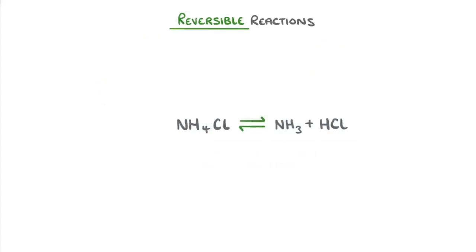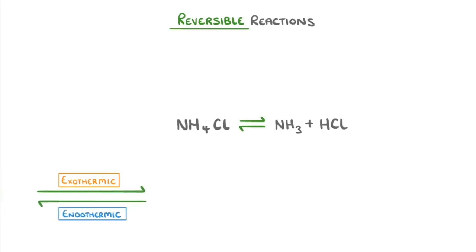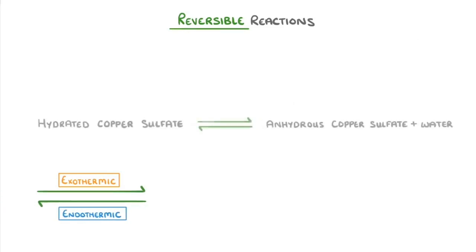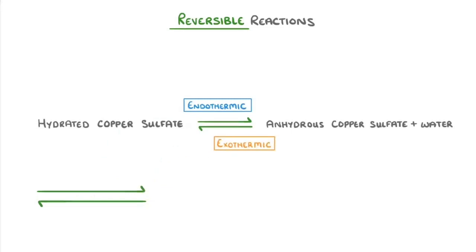The last thing we need to cover is that reversible reactions are always exothermic in one direction and endothermic in the other. For example, in this reaction, which shows the thermal decomposition of hydrated copper sulfate to anhydrous copper sulfate and water, the forward reaction is endothermic, and so the backward reaction is exothermic. If you're not familiar with these terms, hydrated just means that water is present, and anhydrous means that there's no water. Now, because the forward reaction is endothermic, it requires heat energy from the surroundings to work.